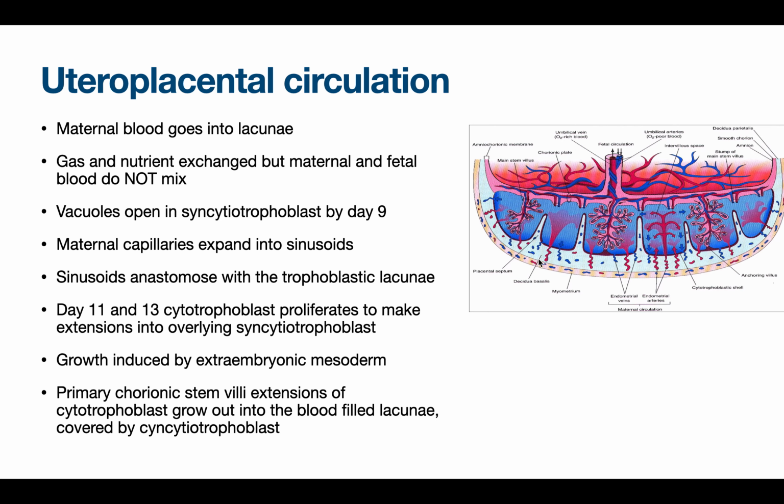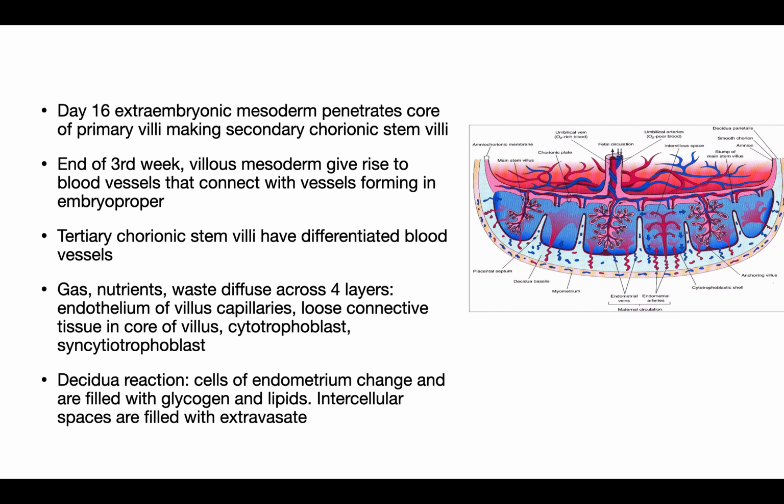So nutrient, gas, and waste exchange really has to go through the 3 layers, right? So it has to go through the covering of the syncytial trophoblast, and then the trophoblasts, and then it can be absorbed by the fetus, but it also has to go through, of course, the capillaries of the maternal side.